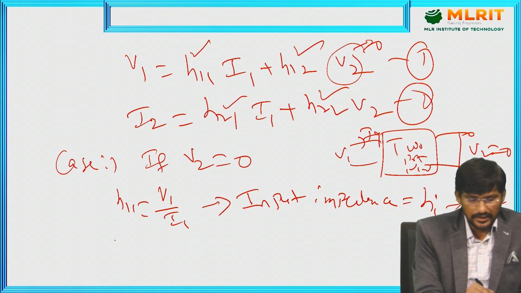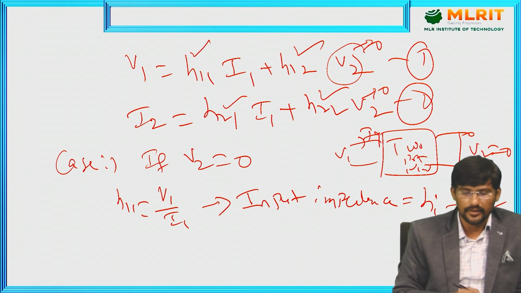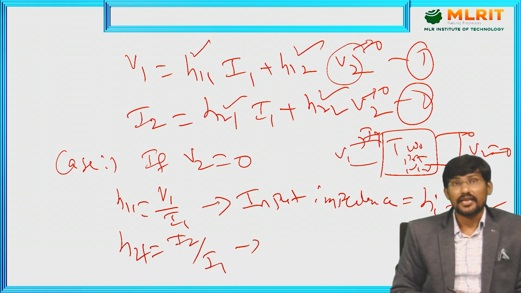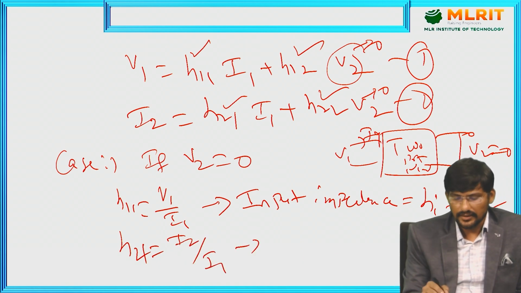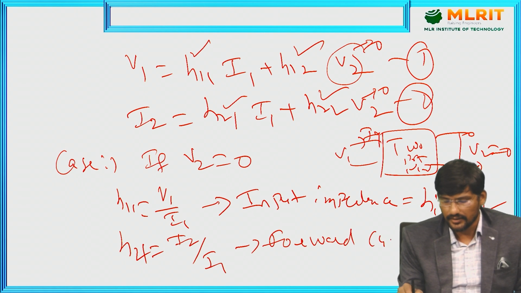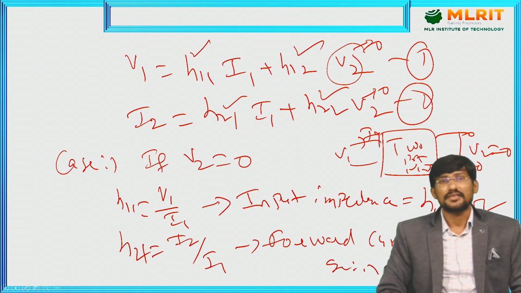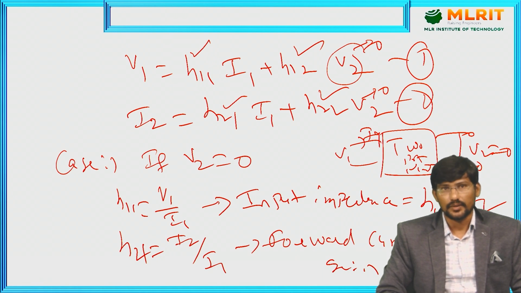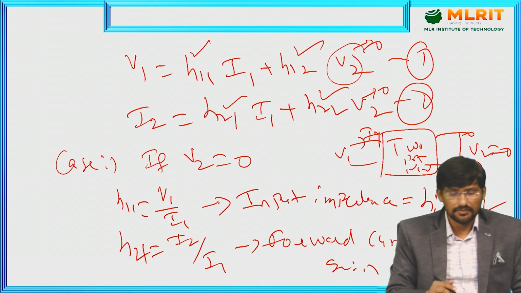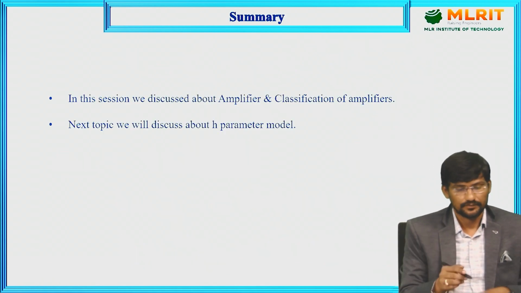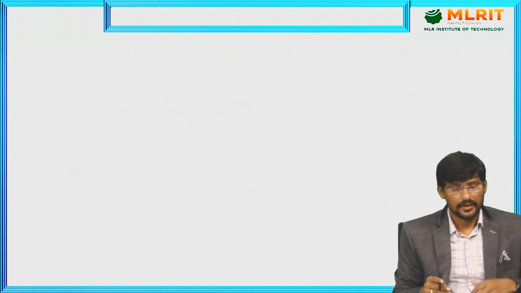Next, if you take V2 equal to 0 here, we will get the second parameter. What is the second parameter? We will get H21, which is I2 by I1. It's the ratio of output current to input current. It is called the forward current gain, and it is represented as Hf. Since it is a ratio of currents, it does not have any units. H21 is I2 by I1, H11 is V1 by I1. So we got the 2 parameters by short circuiting the output terminals. Now coming to case 2.